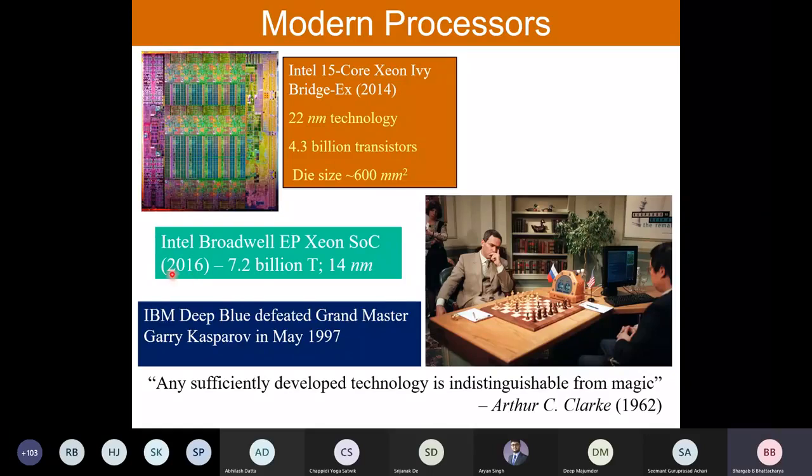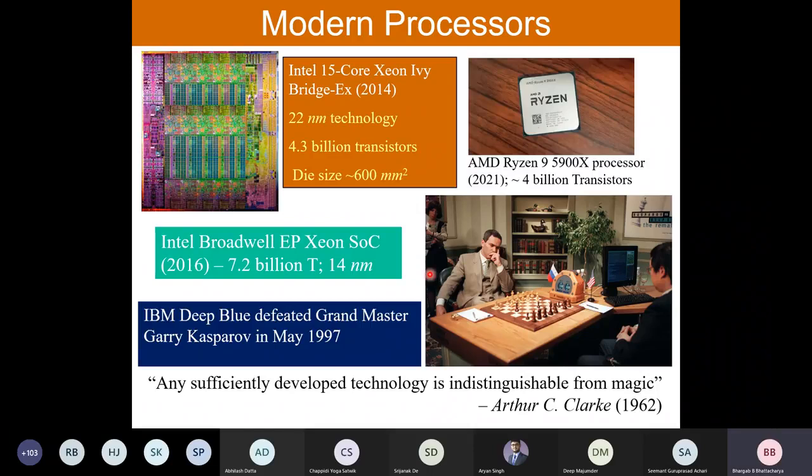This is a later technology, 2016. It encapsulates 7.2 billion transistors on the Intel Broadwell Xeon SoC. SoC is system on chip. And as you can see, this is 14 nanometer technology. See, the technology value reduces. And the latest one is this 2021 AMD chip, called the Ryzen processor. This is 4 billion transistors, and this is 7 nanometer technology.